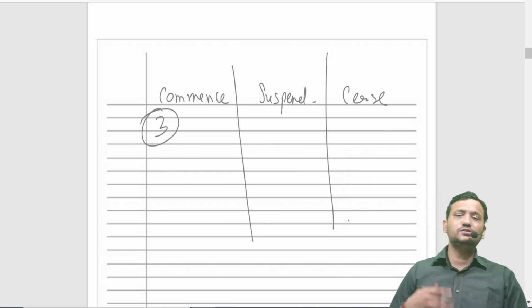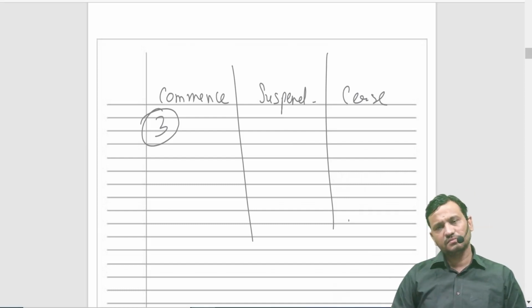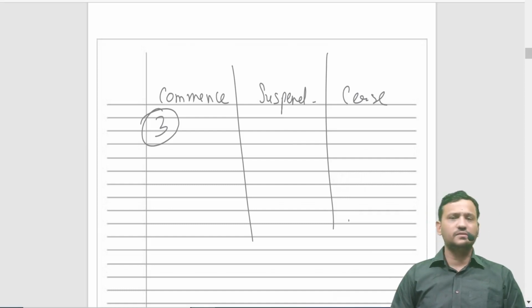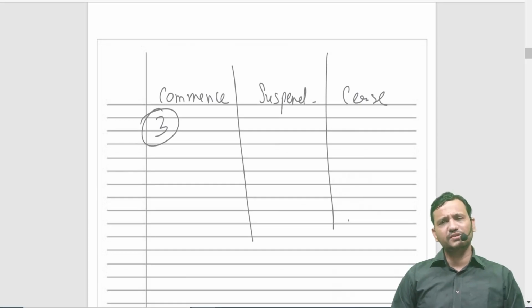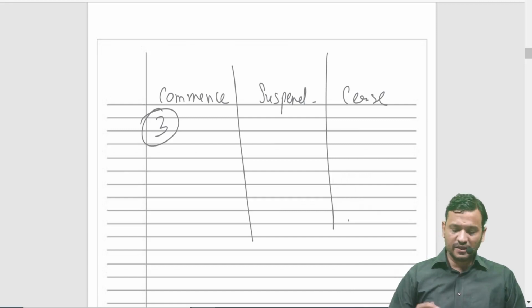Cease. Cease means stop capitalization. Stop capitalization when the activities to prepare the qualifying asset are substantially over. When can I say the activities are substantially over? 90% and more. The asset is ready for intended use or sale. Stop capitalization. Okay, so this is what the standard talks about.